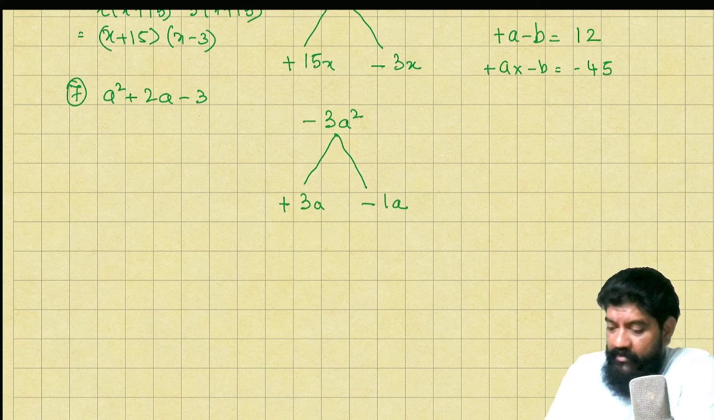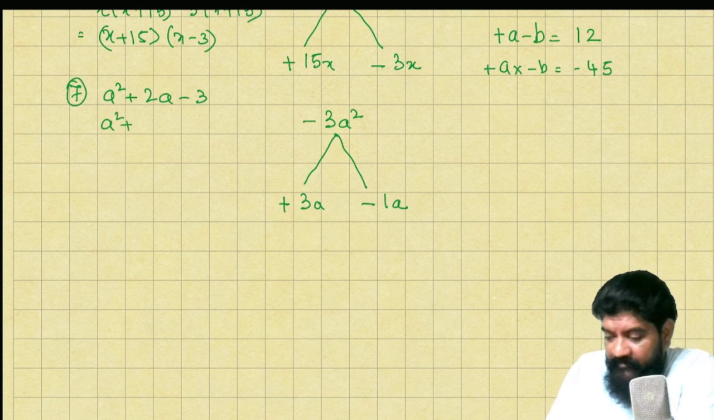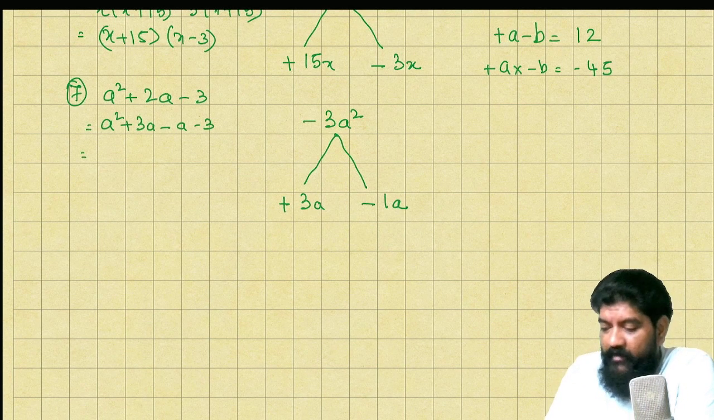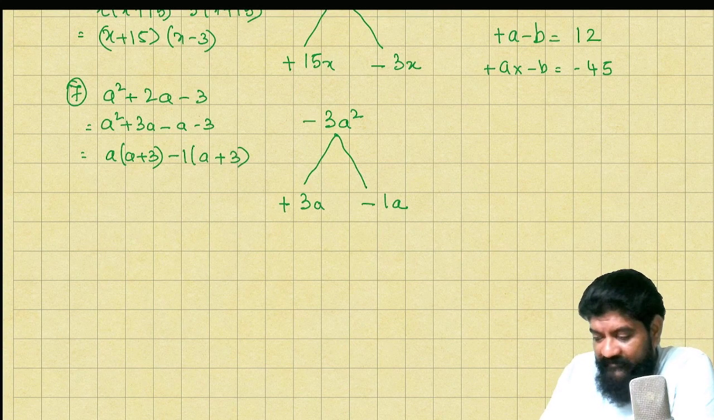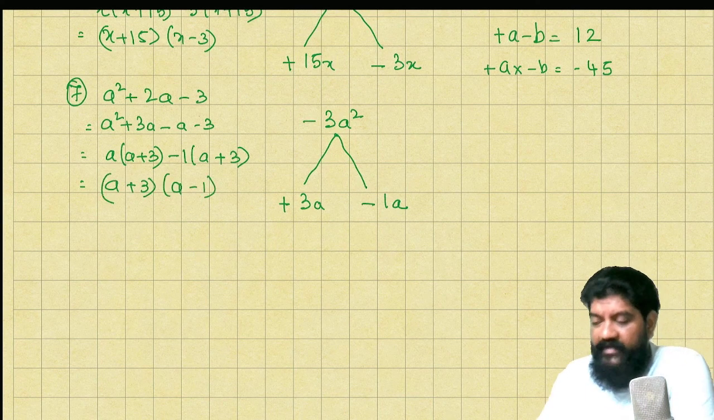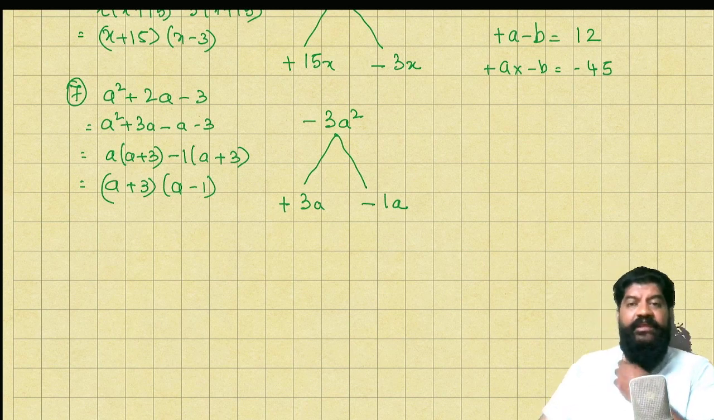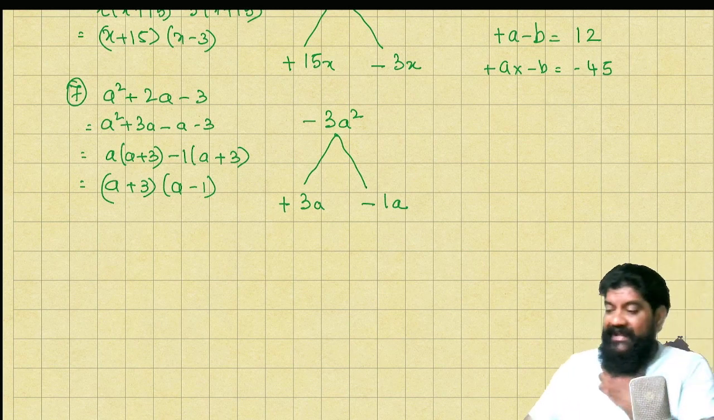So now this is going to become a squared plus 3a minus 3. From the first two terms, I can take a common out, remain with the a plus 3. From the next two terms, I'm going to take a minus 1 common out. I'll remain with the a plus 3. Now take a plus 3 common out. I'll remain with the a minus 1. And that's your solution.